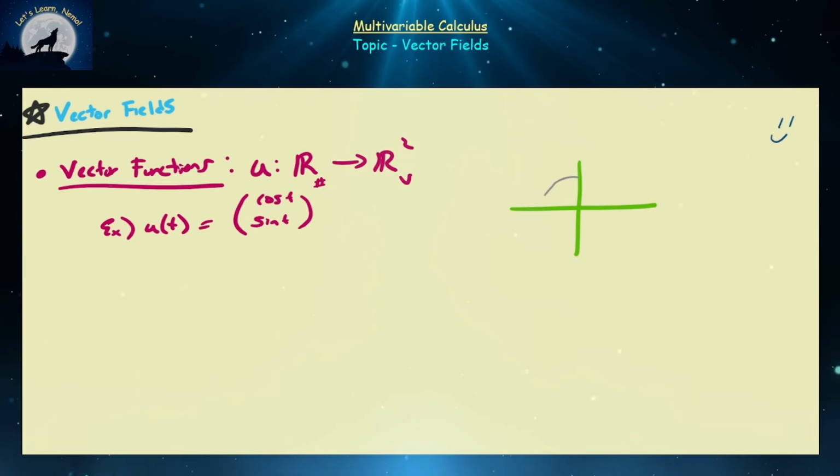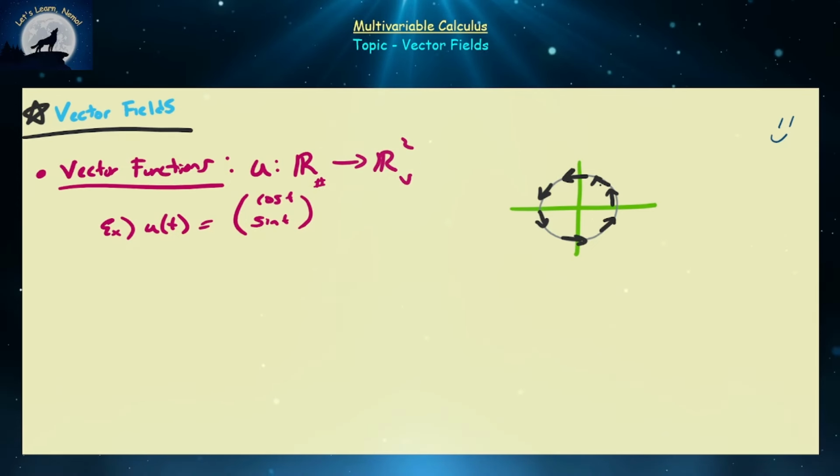And what it's going to do is trace the unit circle in the counterclockwise direction. In particular, what you're going to have is a bunch of vectors that are going to follow this particular path in that particular direction. Right? And that is what we refer to as a vector function.